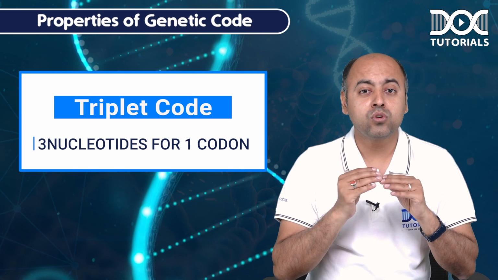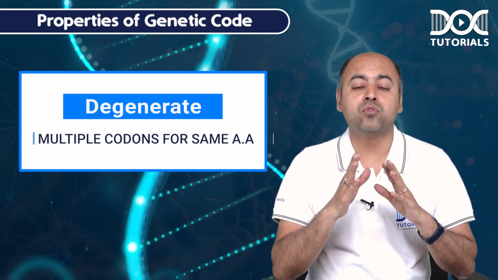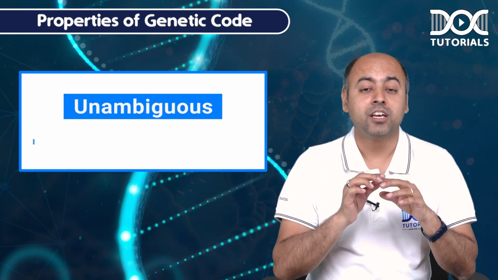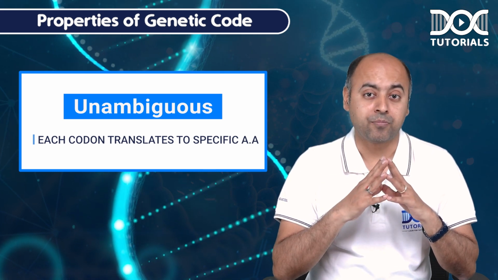The genetic code shows degeneracy. Multiple codons can code for the same amino acid, but the genetic code is unambiguous. Each codon gets translated to the same amino acid every time.